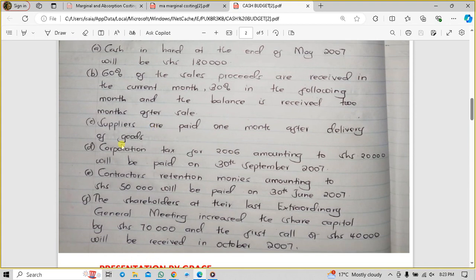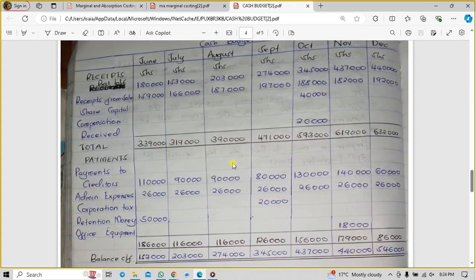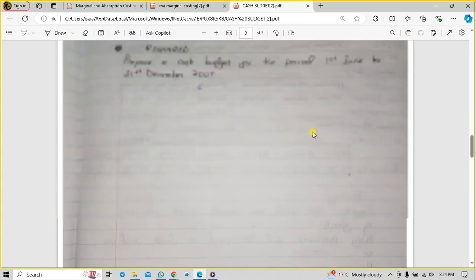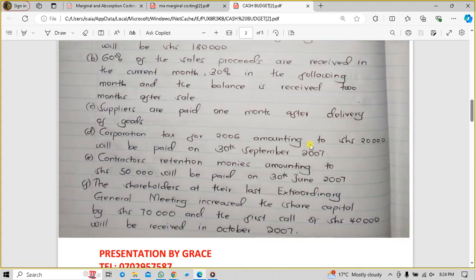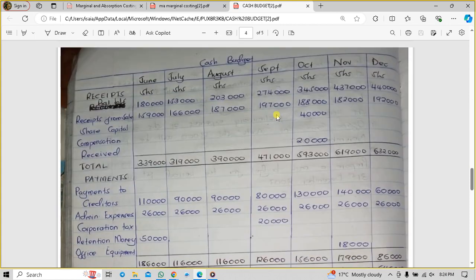That is for part C. Part D, corporation tax will be paid. So for payments, we record them under payments. So 30th September 2007, how much? 20,000. We are going to pay a tax of 20,000. I've written it under October. I hope it's October, not September. September, 30th September. How come I've written it under October?